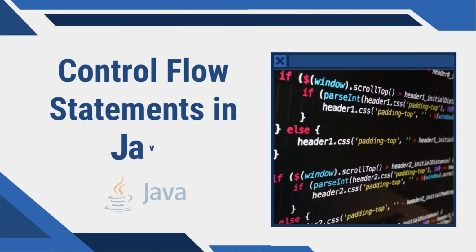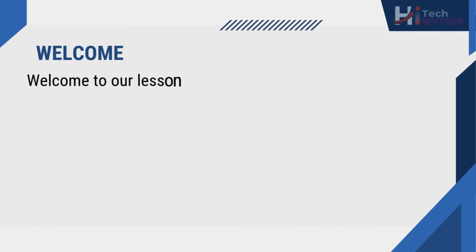Video Lesson 4: Control Flow Statements in Java. Welcome to our lesson on Control Flow Statements in Java. Control flow allows you to dictate how your program's code is executed. With these statements, you can make decisions, repeat actions, and create logic. Let's start with if-else statements.